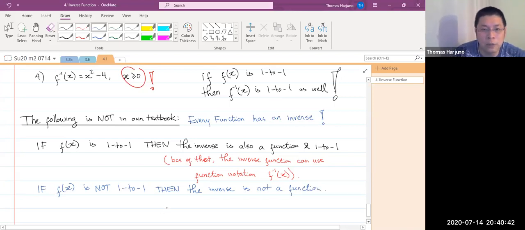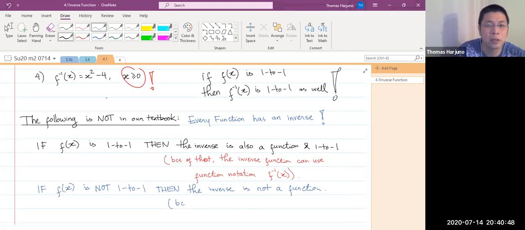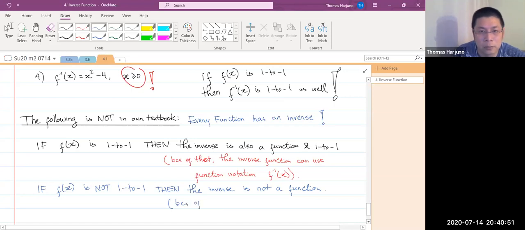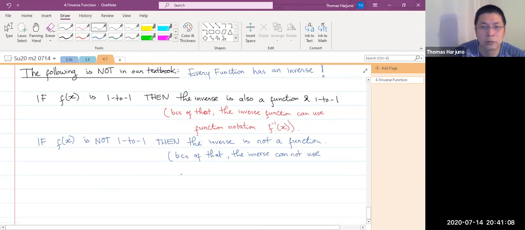Okay, now because it is not a function, because of that, the inverse, because it is not a function, cannot use function notation. It has no such right. Because it's not a function, you cannot use function notation. Okay, you cannot.